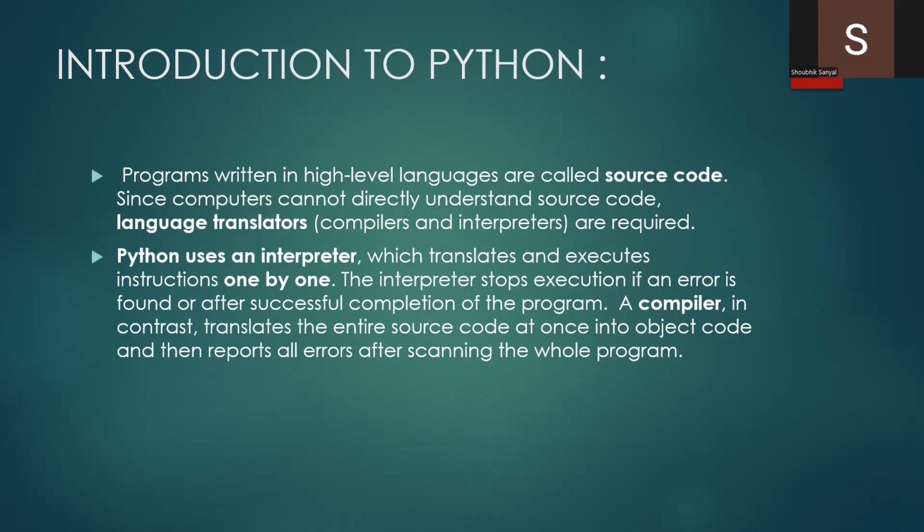So there are two situations when the interpreter stops its execution. Number one, if it finds an error in the program, or after the successful completion of the program. Then what will the compiler do? The compiler, in contrast with the interpreter, will translate the entire source code in one go into an object code and then report all the errors at a time after scanning the whole program. Okay.